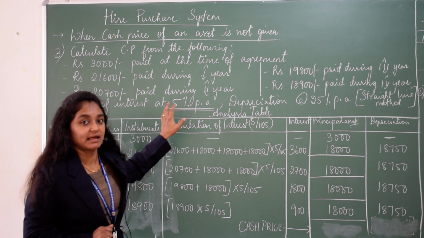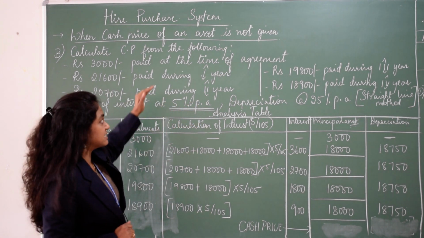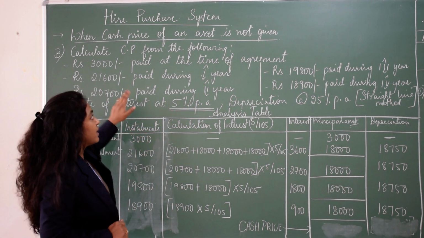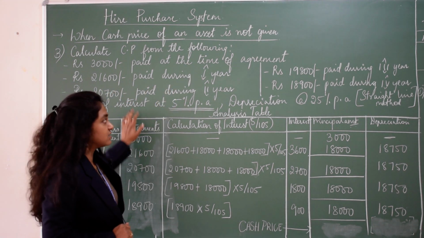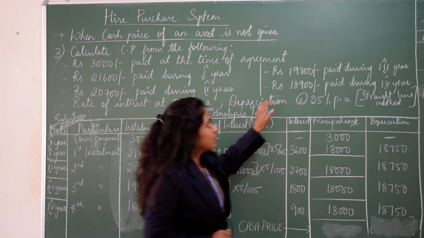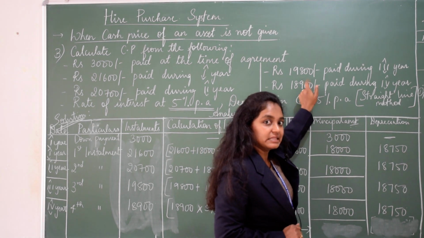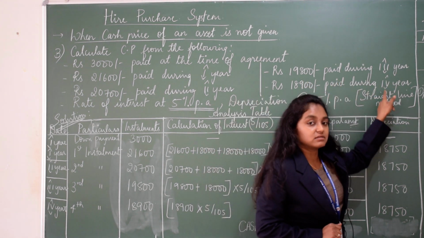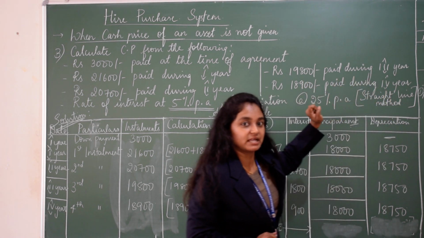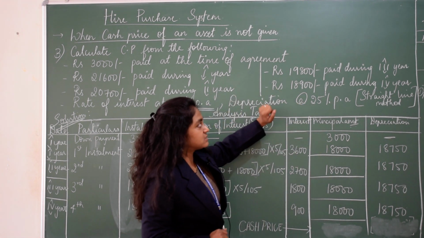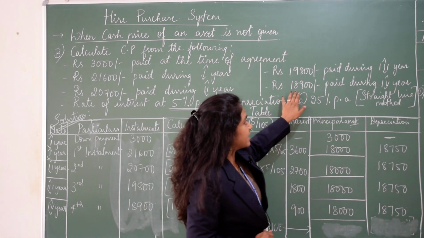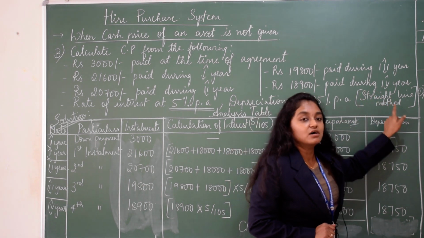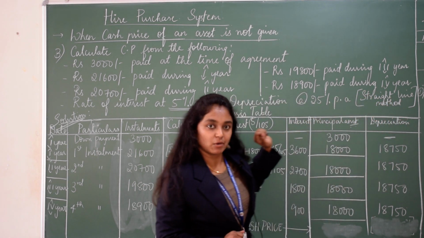It is very clear they are not directly telling you that these are the installment amounts, but they are telling this is paid in the first year, this amount is paid in the second year. Moving on to the third one, that is rupees 19,800 is being paid in the third year. Again, this is the third installment given in the question. The last important statement is rupees 18,900 paid during the fourth year. This is the fourth installment amount that they have given.